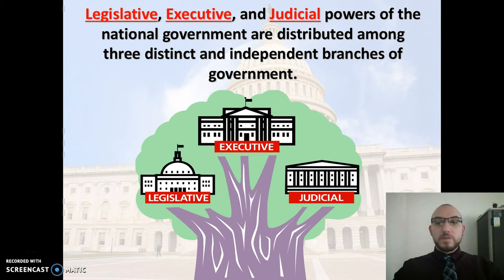First of all, the three powers of government, legislative, executive, and judicial, are distributed among three distinct and independent branches of government. This goes back to when we had an all-powerful executive branch in the king, and we didn't want that in our new government, so we made sure to split the powers. So now you have the legislative branch that makes the laws, the executive branch that executes or carries out the laws, and the judicial branch that interprets the laws.